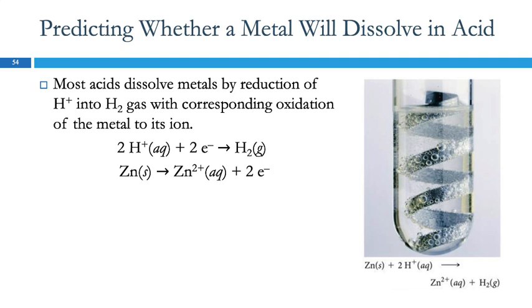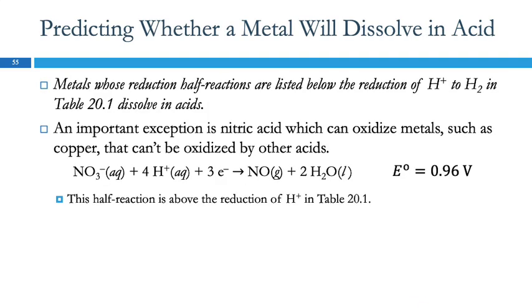The way acids dissolve metals is by reducing hydrogen ion from the acid into hydrogen gas, and that's what the bubbles are that you see. And you get the oxidation of the metal to its ion. So here we have the oxidation of zinc and the reduction of hydrogen ion. To predict whether this is actually going to occur, we look at, is the cell potential positive? Is H plus above Zn2+ on that table? So metals whose half reaction reductions are below H plus will dissolve in acids, except copper.